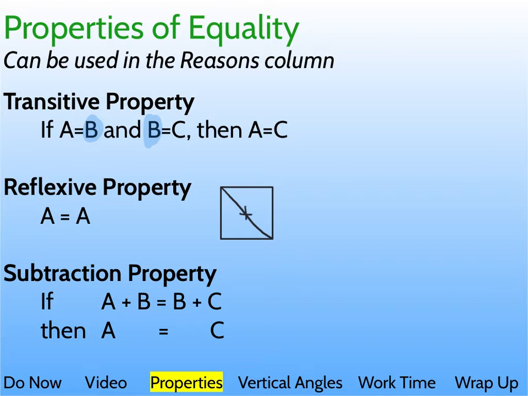And the last one we're going to use today, we also used yesterday, along with addition, division, and multiplication, things like that. But we're specifically going to look at subtraction for one of the things we're doing today. So if you start with A plus B equals B plus C, you can subtract away the B on both sides, and you're left with A equals C.